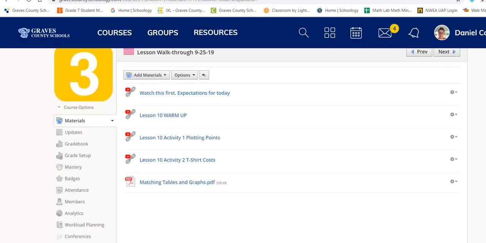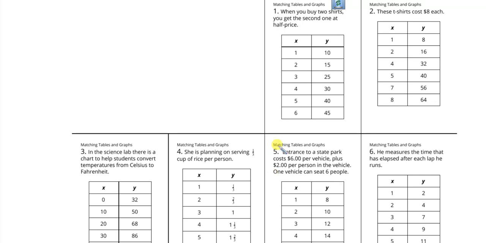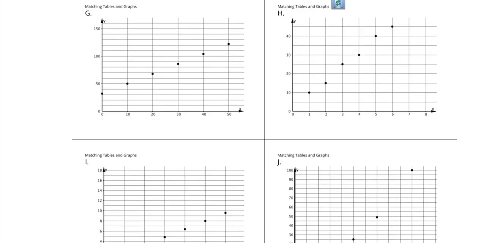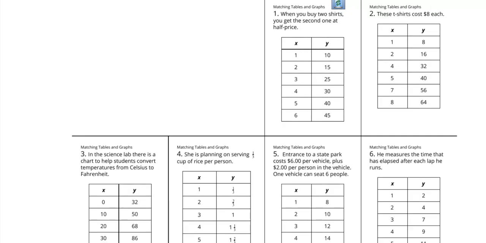Alright, so you'll go to your Schoology page. This is third period's matching tables and graphs. When you open it, it's going to look like this. So it's got like 4 different pages of tables and graphs that you're going to use to match. You're going to have to get that open in order to do this set of activities.